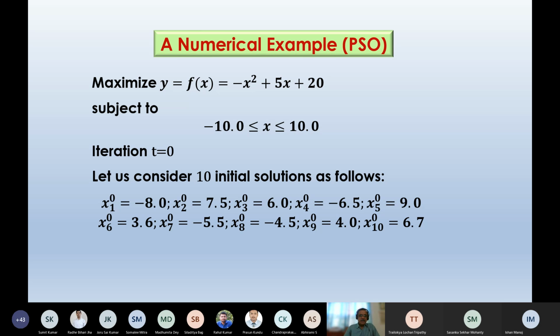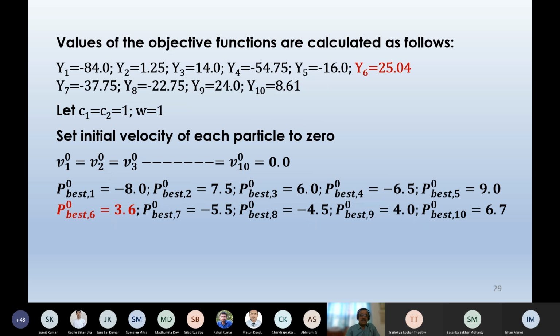Now this 0 corresponds to the 0th iteration. First particle, second particle, there are 10 particles. For each of the 10 particles, its velocity and position are to be updated, iterated. That is the problem. Once you've got the values for x, can we not find the values for y? Using this expression of the objective function, you can find the values of y1, y2, y3 up to y10.